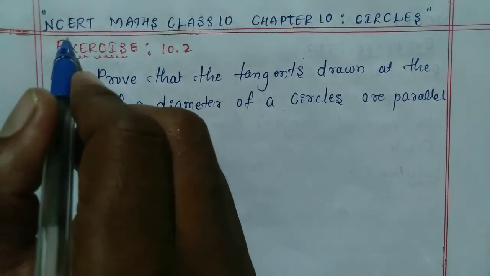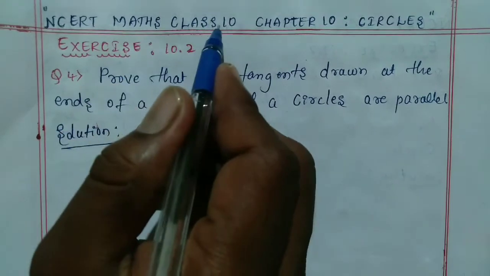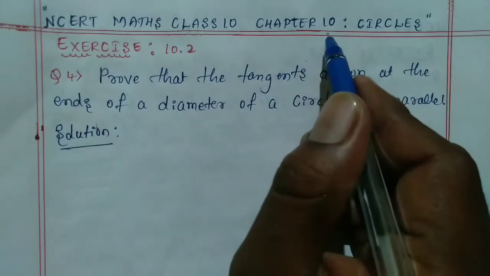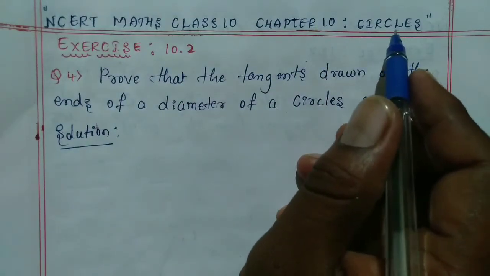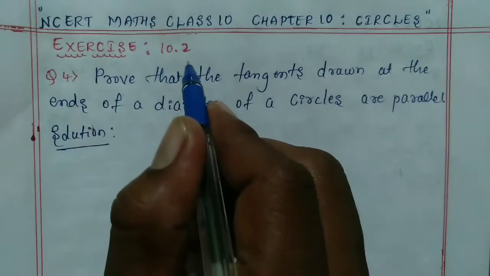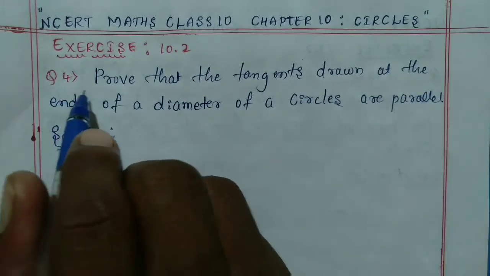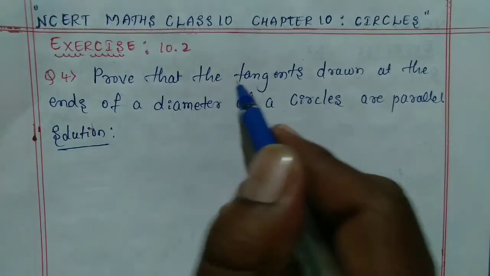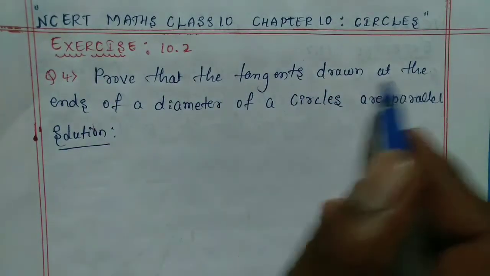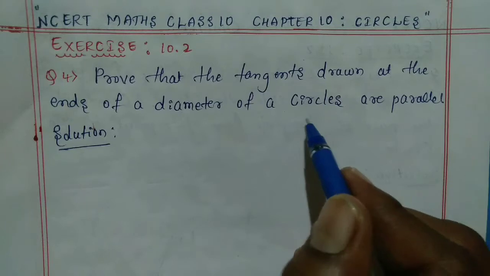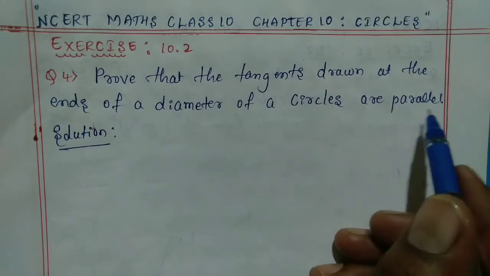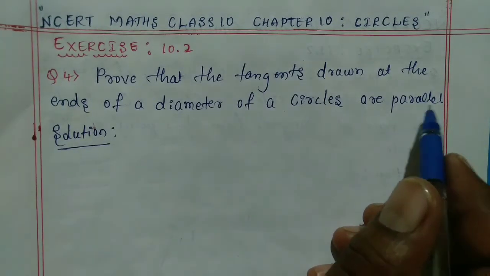Today I will discuss NCERT Maths Class 10th Chapter 10, that is Circles. Exercise 10.2, question number 4. The question is: prove that the tangents drawn at the ends of a diameter of a circle are parallel. We have to prove this.